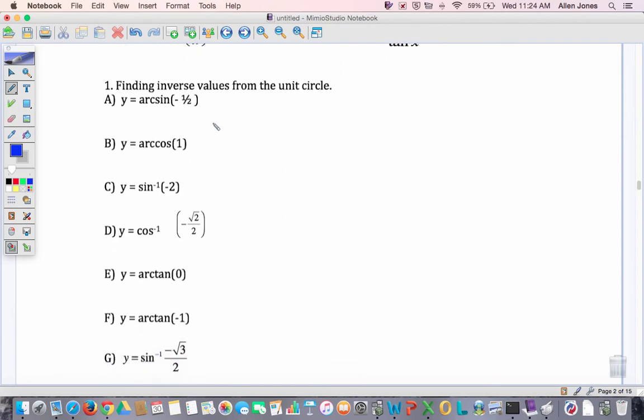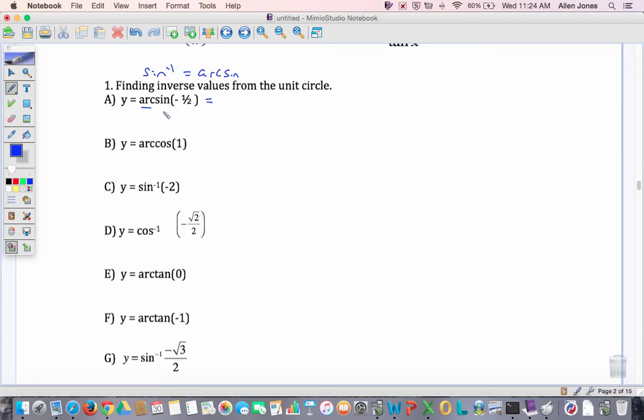Find the inverses from the unit circle. So from our unit circle, we can pull these off, or we can even use our calculator. Another side note here is arc sine is the same thing as saying inverse sine. So another way of writing that, arc sine or inverse sine are two equivalent statements.